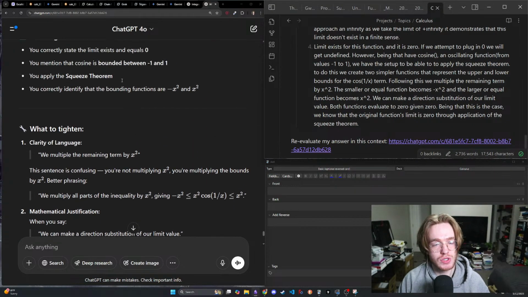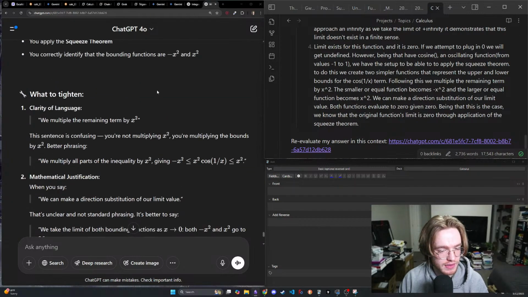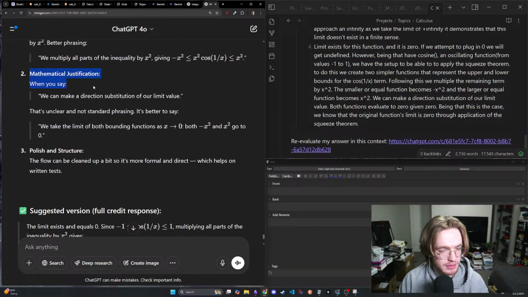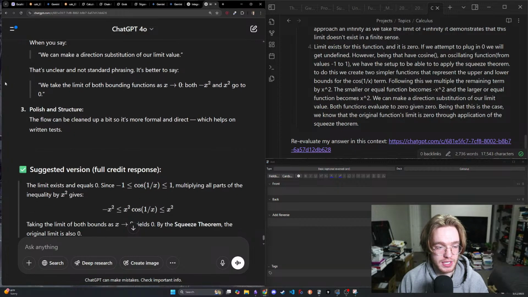The thing that wasn't great was that we're not just multiplying the remaining term, we're multiplying the bounds by x squared. And these would be the -1 and 1. And then I need some better mathematical justification. So instead of saying make a direct substitution for our limit value, which is the mechanical action that I am taking, the way we do that is we just say we take the limit.